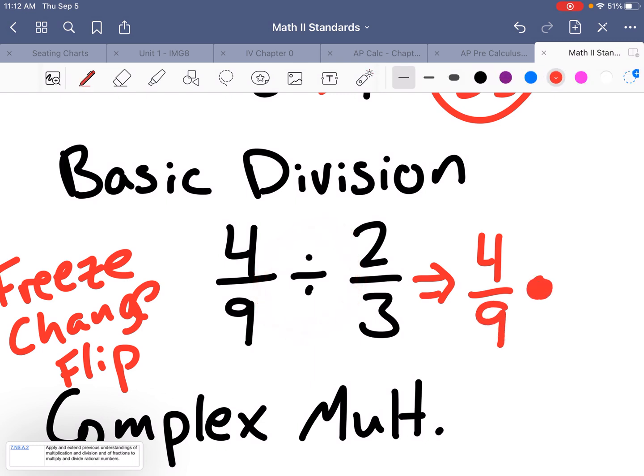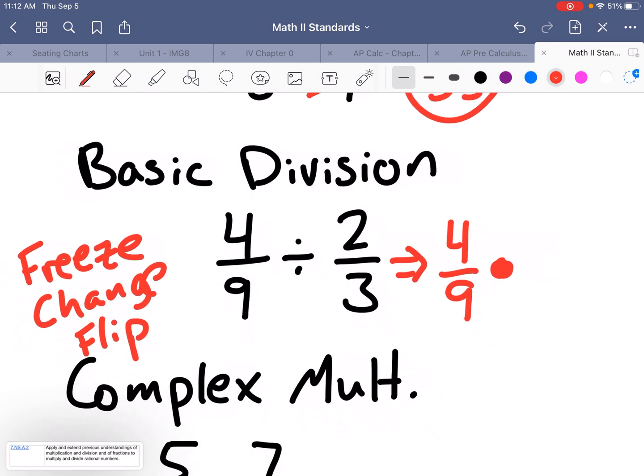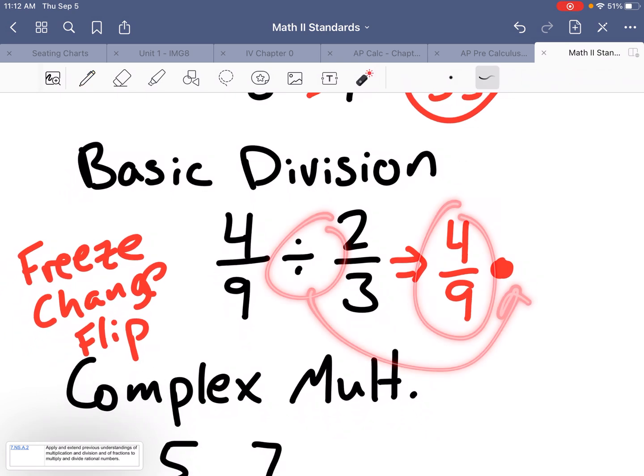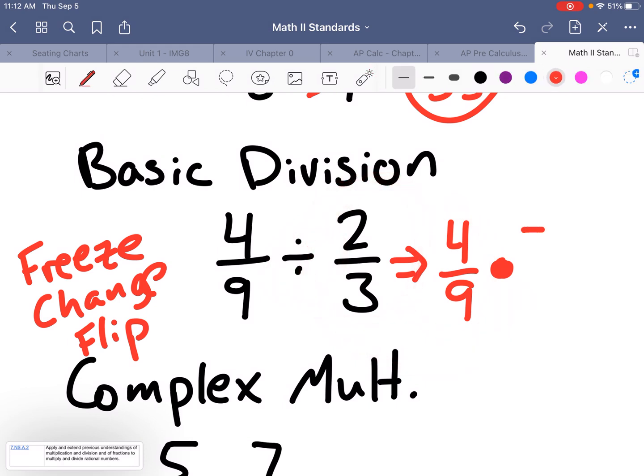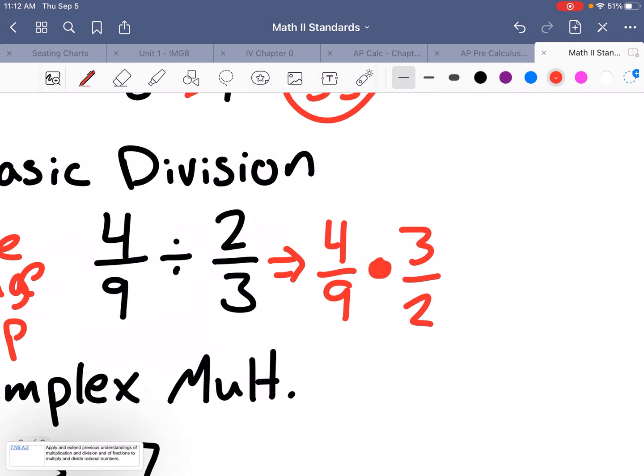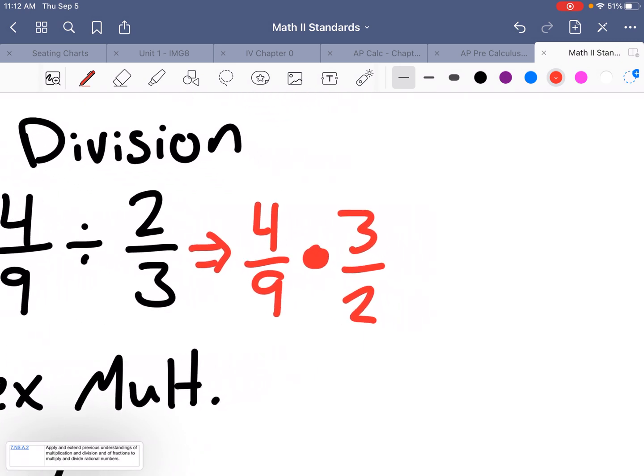And by the way, when we're in high school math, we use a dot for multiplication and not an x, because often an x gets confusing. It looks like a variable. So freeze, keeping 4/9 the same, changing division to multiplication. Flip, I'm going to take this second fraction and flip it over. Now it's a multiplication problem, just a basic one.